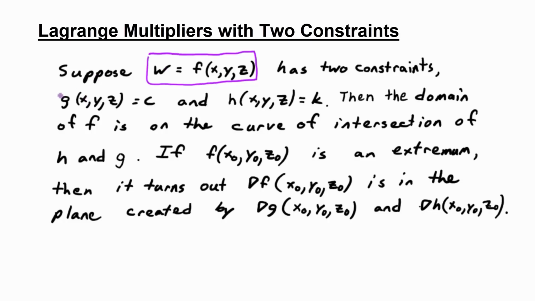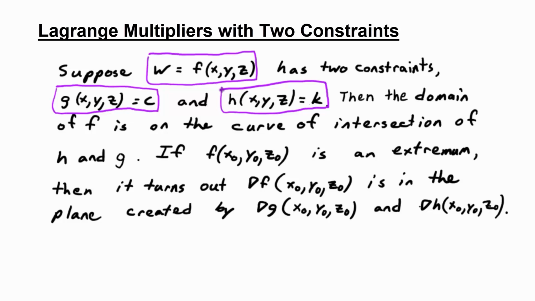So one constraint is g of x, y, z equals c. That's a surface in space, isn't it? It's an implicitly defined function of x, y, and z, where c is a constant. Likewise, h of x, y, z equals k, k a constant, is also a surface in space. And what we're really saying is the domain for W, the x, y, and z values you're allowed to plug in, have to lie both on the surface given by G and the surface given by H. So both of those constraints must be satisfied.